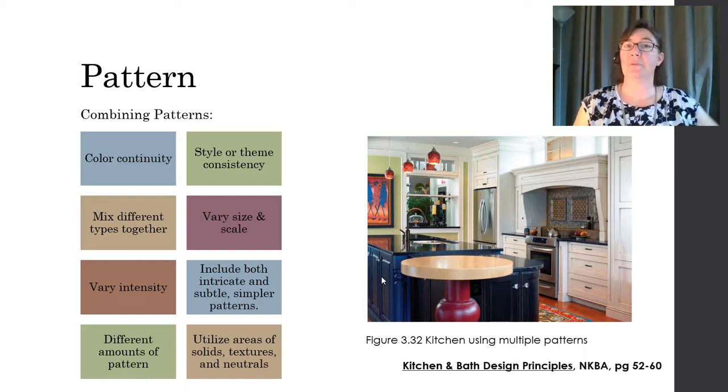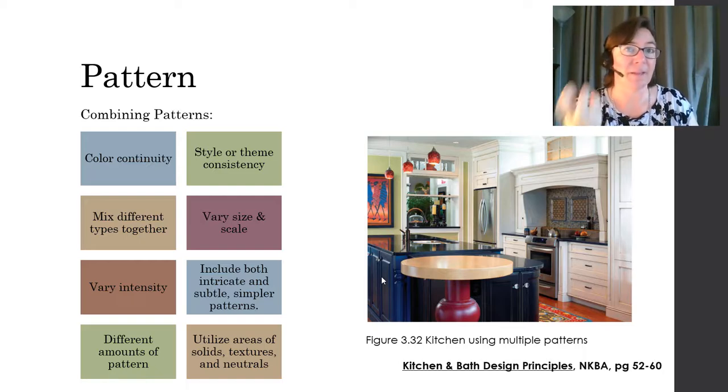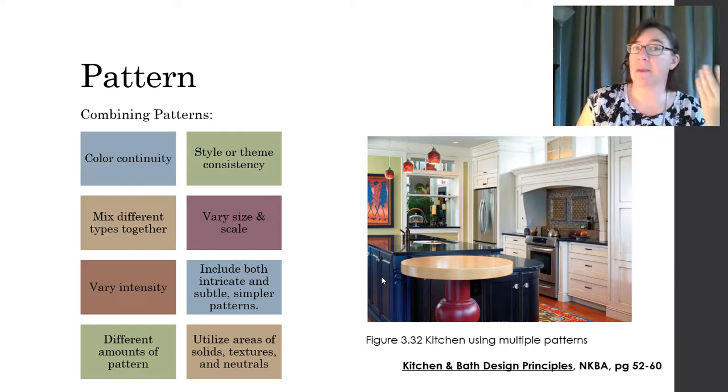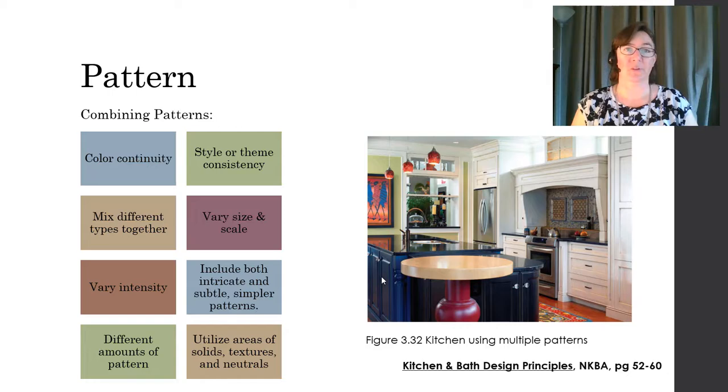It's actually a good idea to mix different types together, right? Adds a little bit of vibrancy and motion to your design. And you can vary the size and scale of those patterns. So maybe a small pattern combined with a larger pattern. You can also vary the intensity of the patterns. One of them might be very dark, very intense, very important, and one of them might be a little bit more relaxed or of subordinate importance. That goes along with the same idea of including both intricate and subtle or simpler patterns. You can include different amounts of pattern in your design, and always remember that patterns should be contrasted or paired with areas of solids, textures, and neutrals.